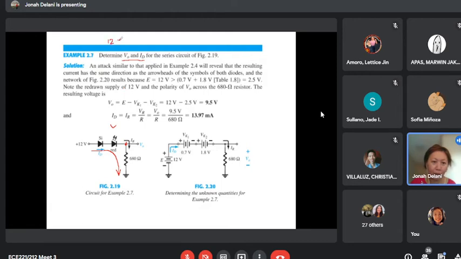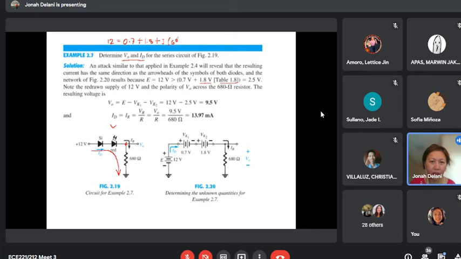12 equals the sum of the voltages of the components. Both diodes are forward biased, so 0.7 plus the voltage across the red LED. The threshold voltage of a red LED is 1.8 volts, found in the table in the previous chapter, in the reading material. So plus 1.8 volts plus the voltage across the resistor, current times the resistance, I times 680.